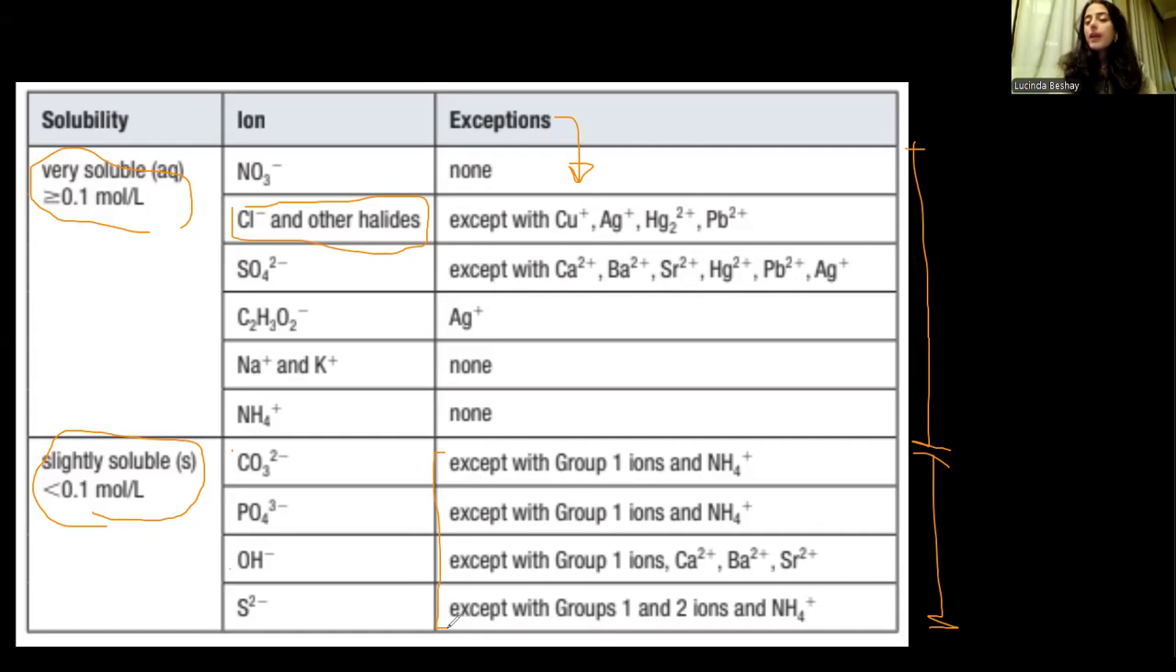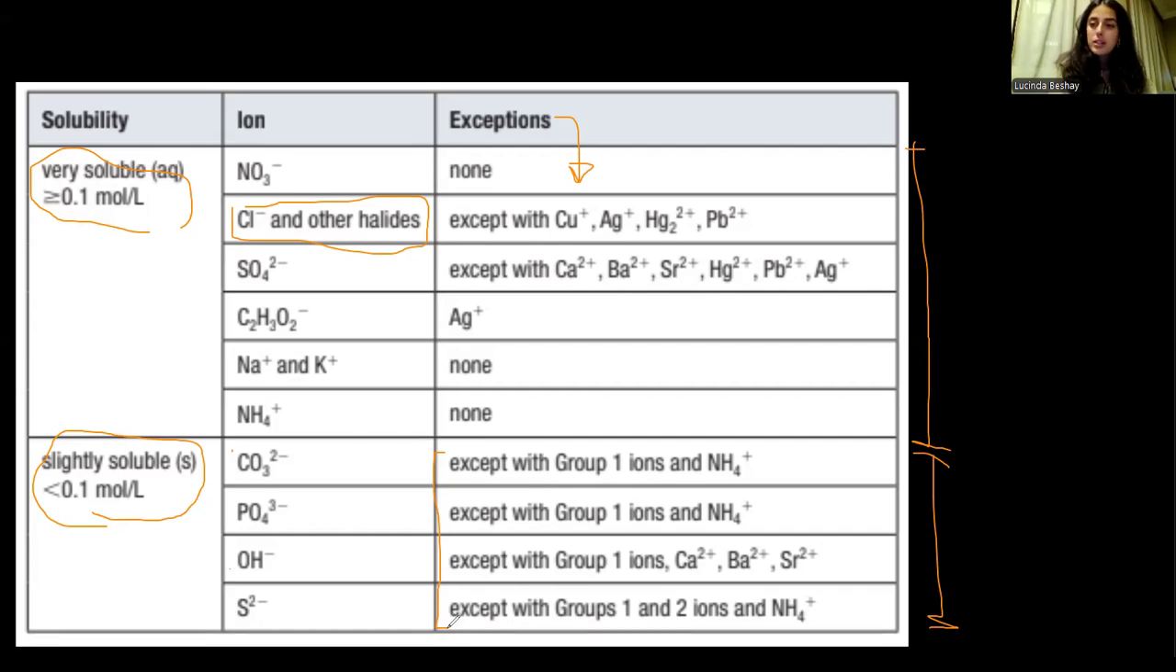For instance, carbonate naturally does not dissolve in water. But the moment you add any group 1 ions, so that's group 1 on the periodic table, the first column, or you add NH4 to CO3 2 minus, you end up with a soluble compound that's going to dissolve in water. But otherwise, if it just contains carbonate, like copper carbonate, that's insoluble. If I had iron carbonate, that's insoluble.